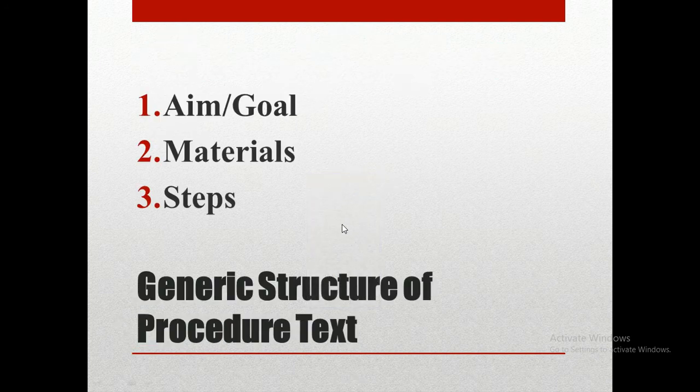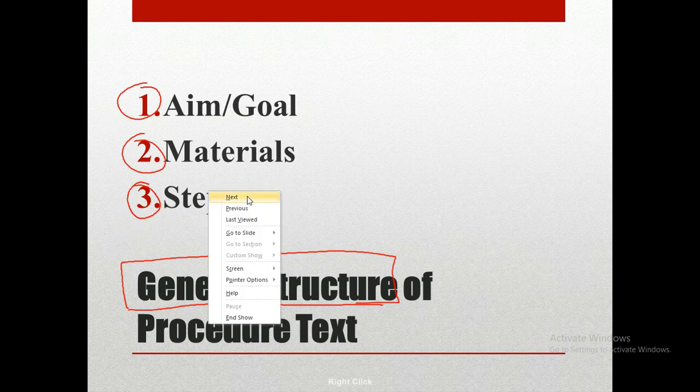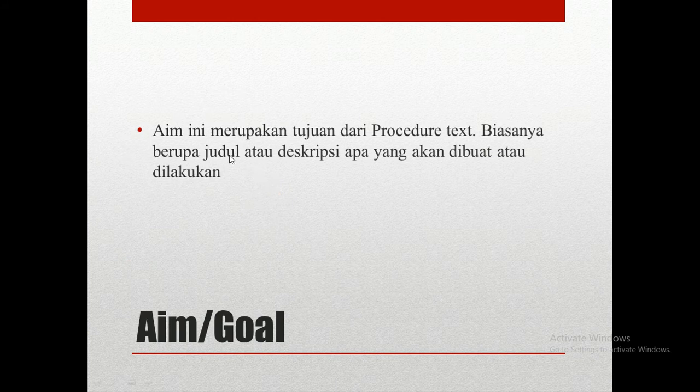Next, every kind of text must have a generic structure, and also procedure text. Procedure text also has a generic structure. There are three generic structures of the procedure text. The first one is aim or goal. The second one, materials. The third one is steps. And what are they? I will discuss it in the next slide.